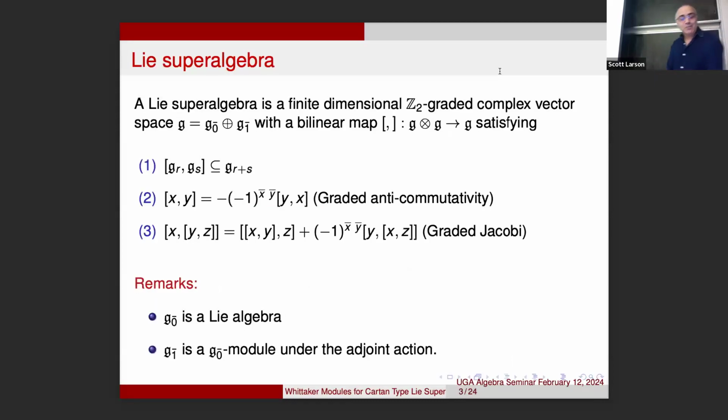Okay, so I am not sure if everybody knows, I will just give the definition of a Lie superalgebra. I don't know why, in all of my talks, the first part, I try to make it very easy.